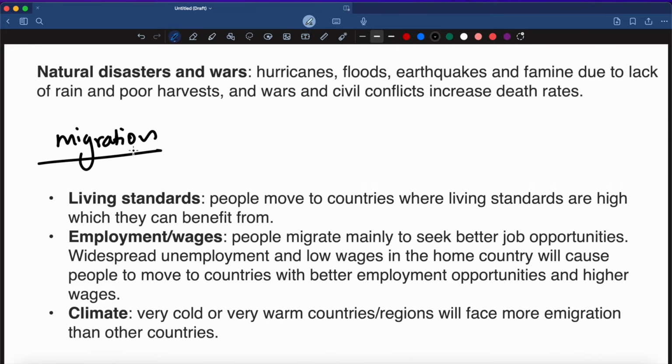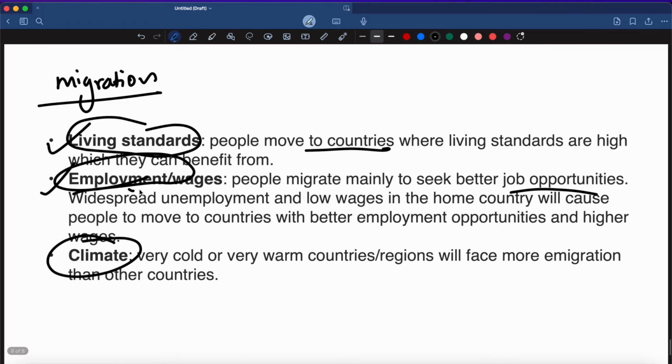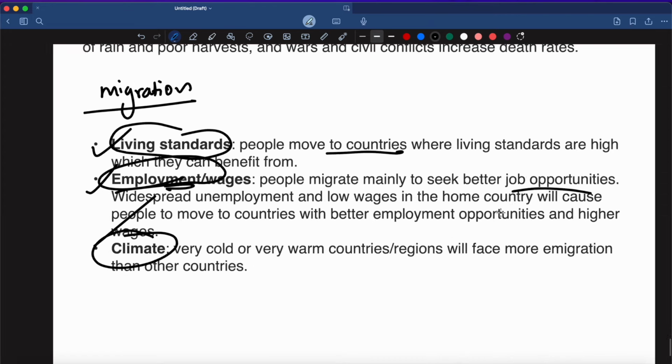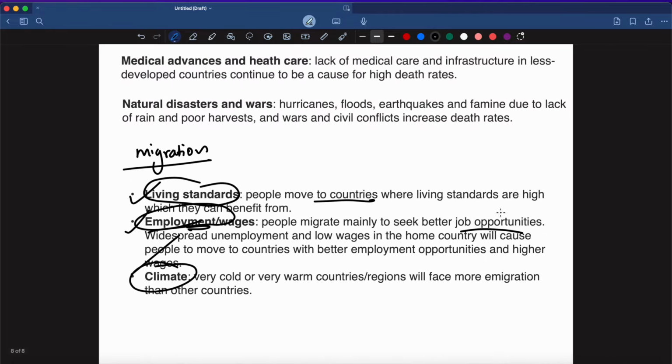The first is living standards. If I want a better living standard, I move to a different country. They also move because of employment, because if people want better job opportunities, they move to countries that give them that opportunity. And thirdly is climate. Climate could be a factor, changing the employment, so that is another reason why I would migrate. That's a bit off topic of population, but it's something you also need to know.